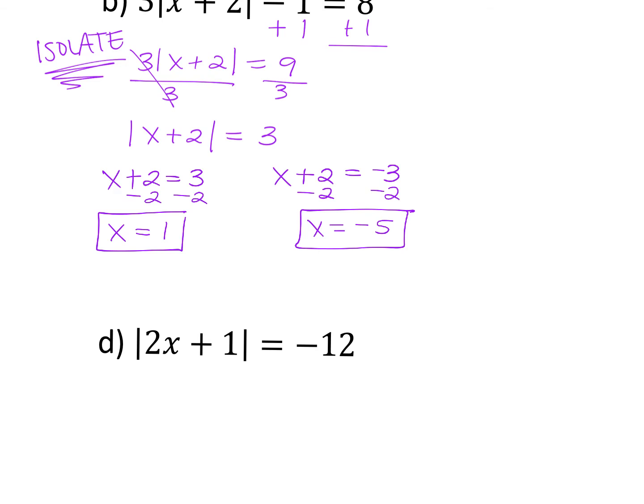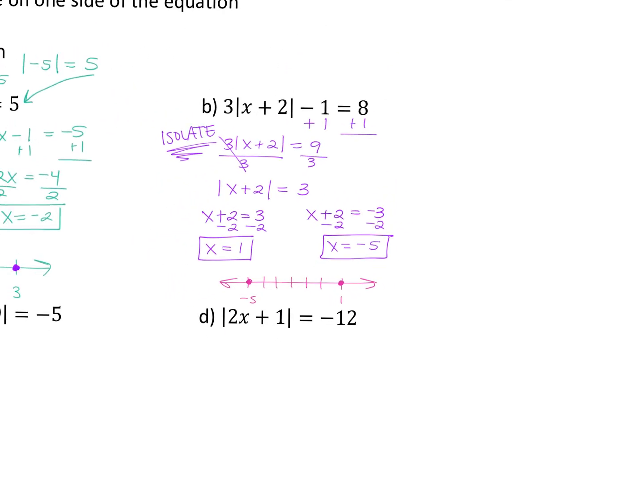Okay, if I graph that, I have a number at negative 5, negative 4, negative 3, negative 2, negative 1, 0, 1. I don't need all the hash marks in there, but if it seems like spacing is an issue, you should put them in. In these ones, it's not. So a point at negative 5, a point at 1, and you're done. Questions on that? All right, you try C.